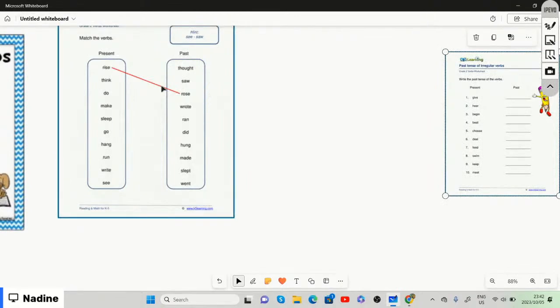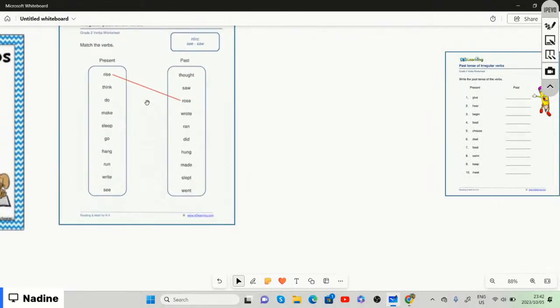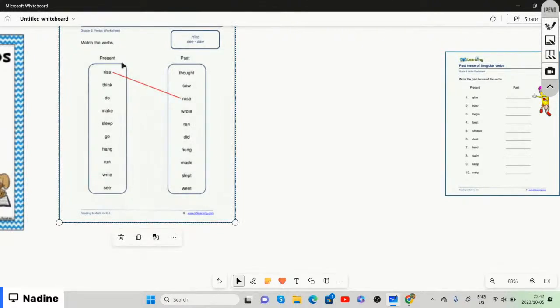All right, so now we're going to have to match. We're going to have to match the verbs, which are here in the present, with the verbs in the past. So we're going to match the verb in the present with the match in the past. And as we can see, rise is already done for us. So in the present you rise, and in the past, I rose.